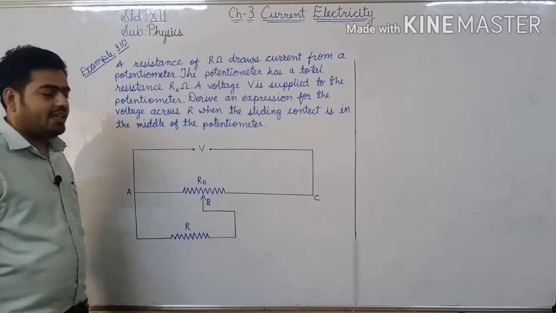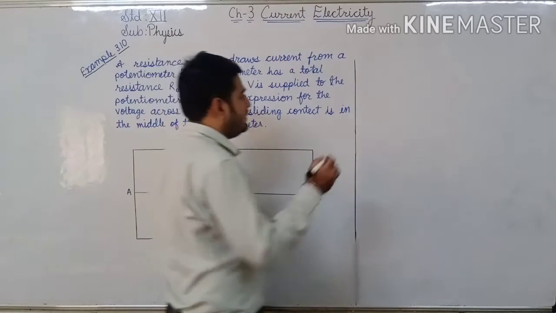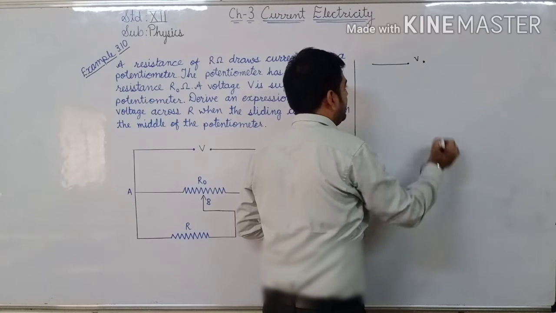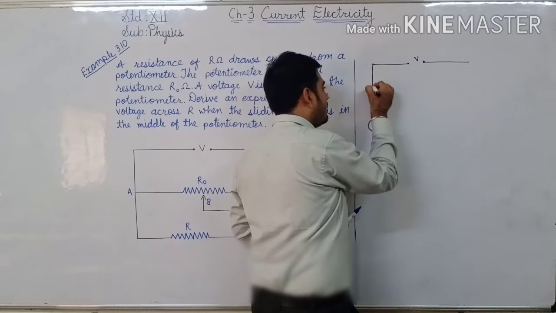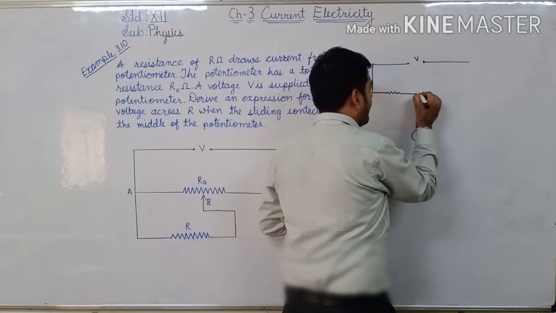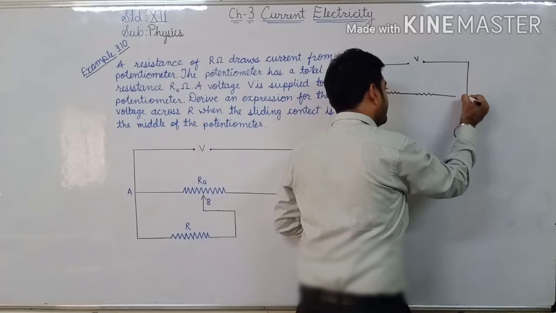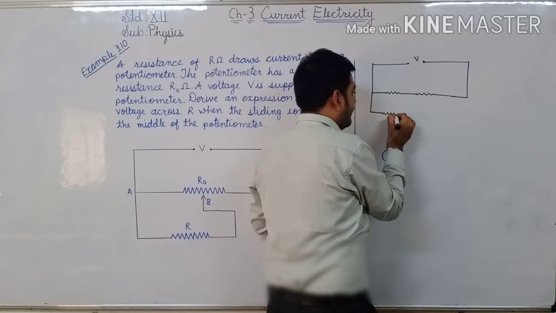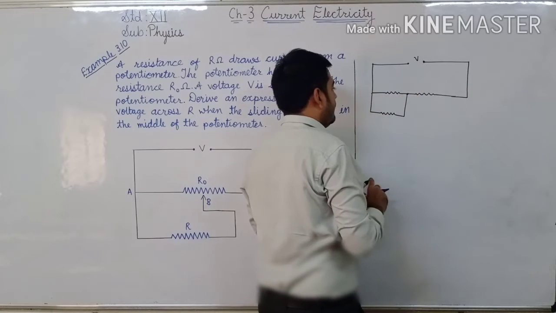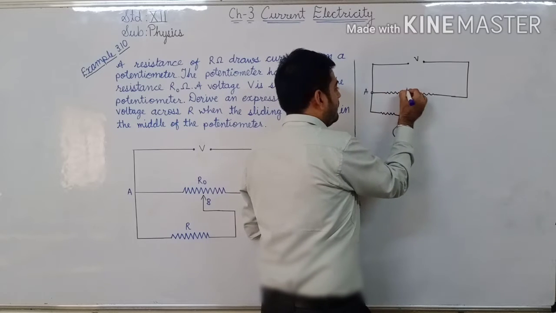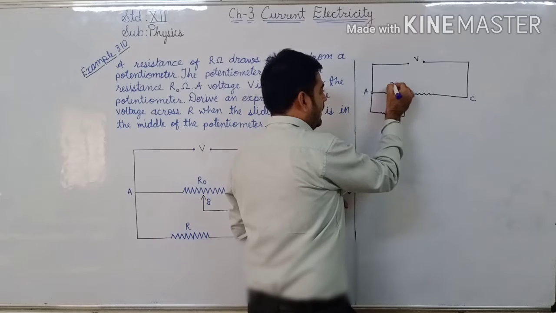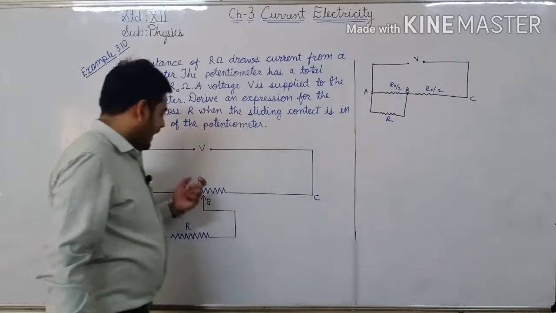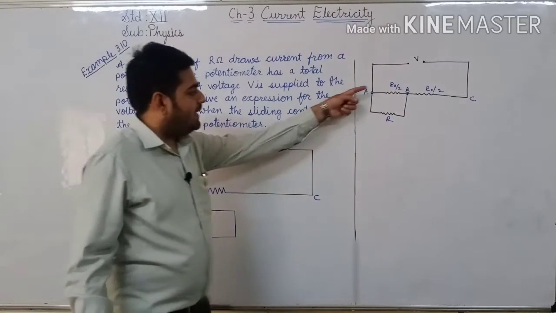अगर इसकी इक्विवेलेंट सर्किट ड्रॉ करें तो कैसी इक्विवेलेंट सर्किट बनेगी? ध्यान से देखो, कुछ ऐसी सर्किट बनेगी. दिस इज V, A, B and C. R naught by 2, R naught by 2 and R. R naught by 2 and R are in parallel.